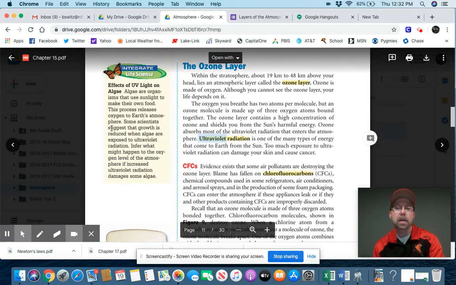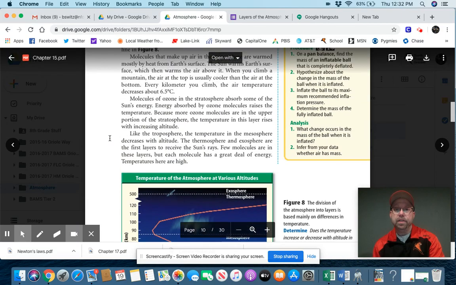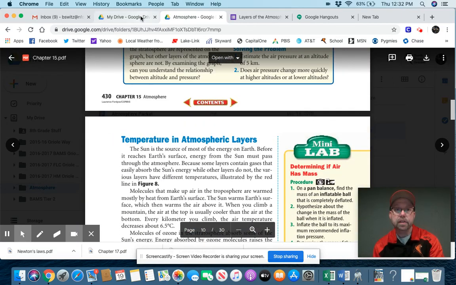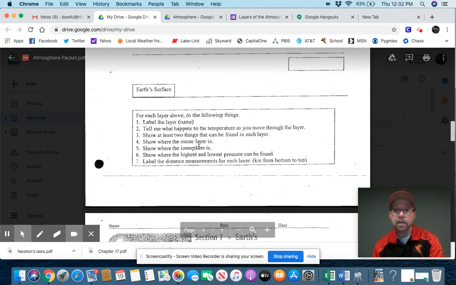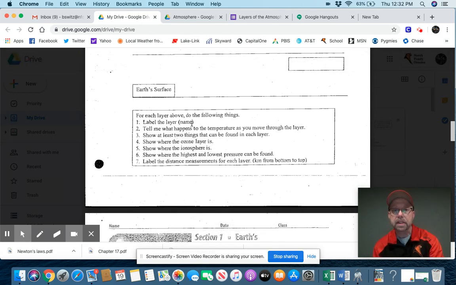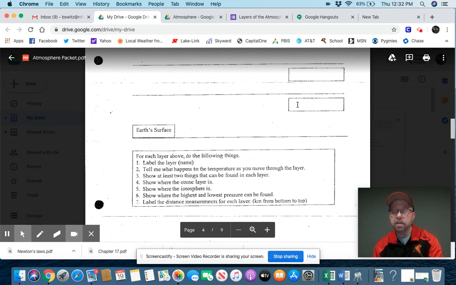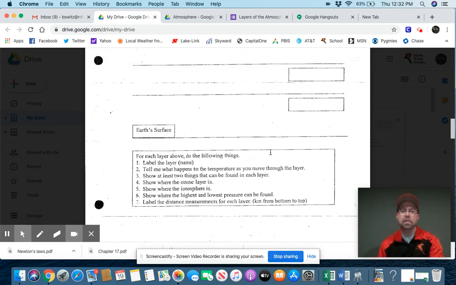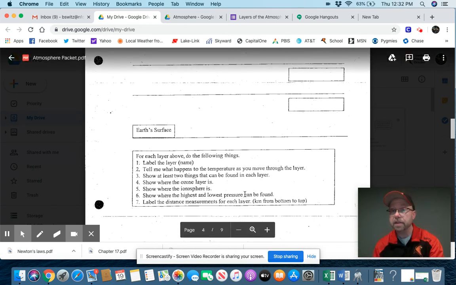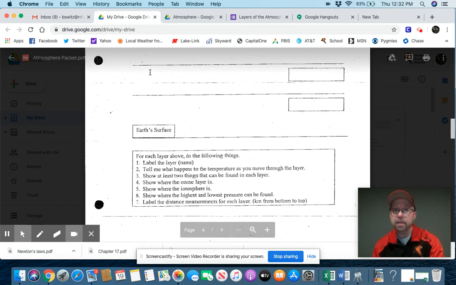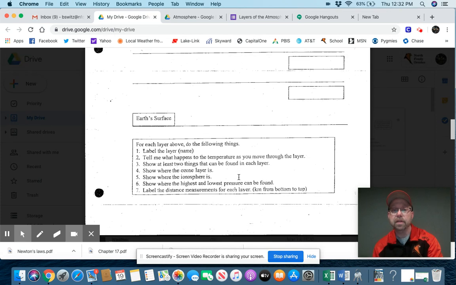All right. So, what to do next? Just a reminder, that should cover everything on this sheet. We've got the layer names in these 5 boxes on the right. We have the temperature. You're drawing the red line and labeling the numbers across the bottom here. 2 things can be found in each layer. I should see things like meteors and space shuttle and airplanes and those kinds of things. 2 for each layer. You might have to Google search those. The ozone layer, you're going to draw it probably up here in the stratosphere. Make sure it matches up with what you found in the book.